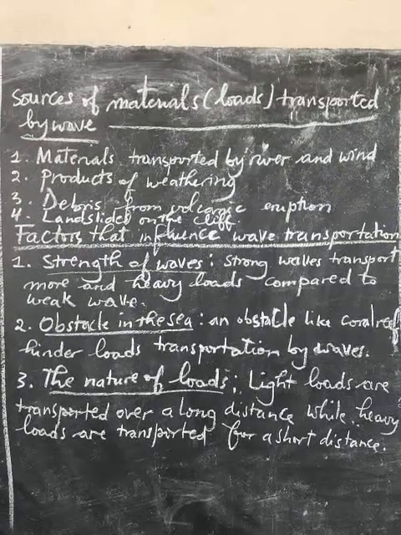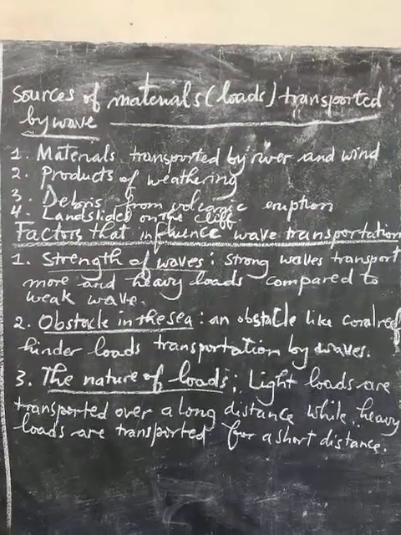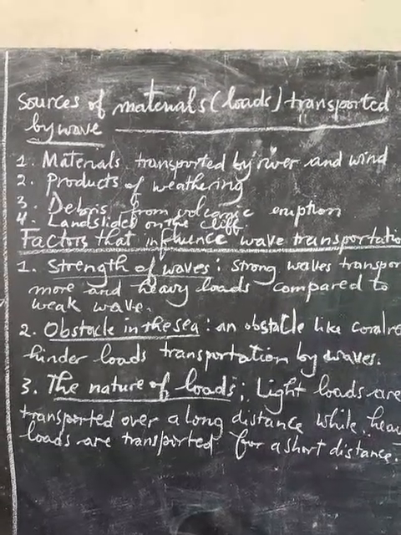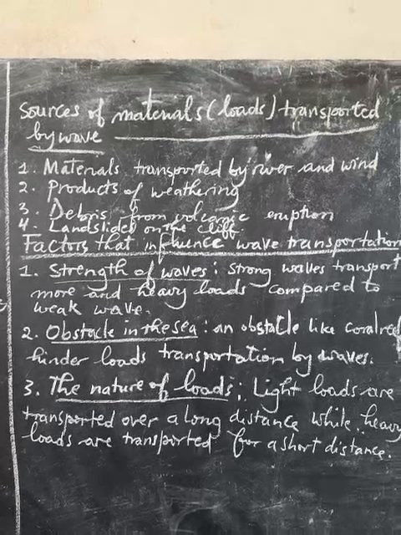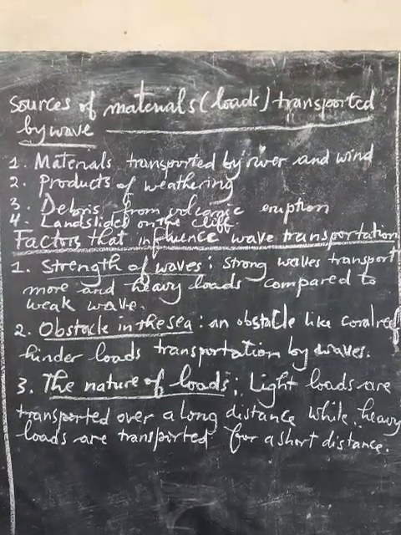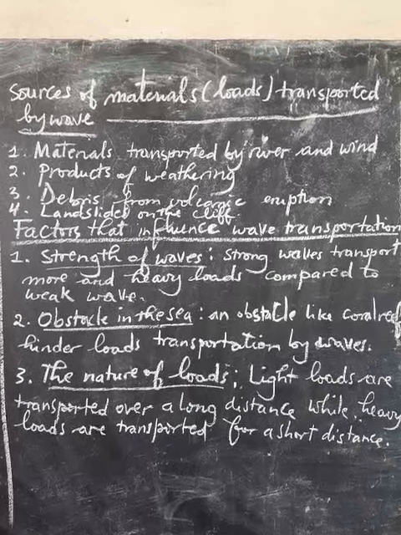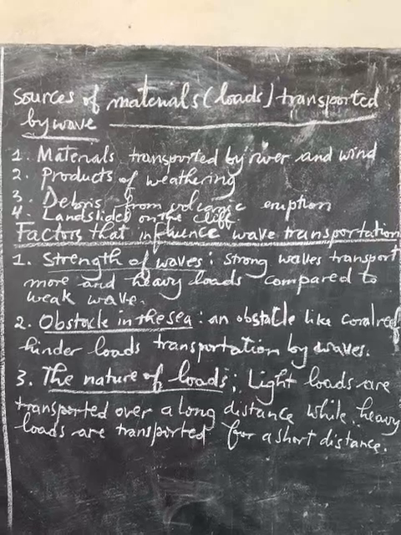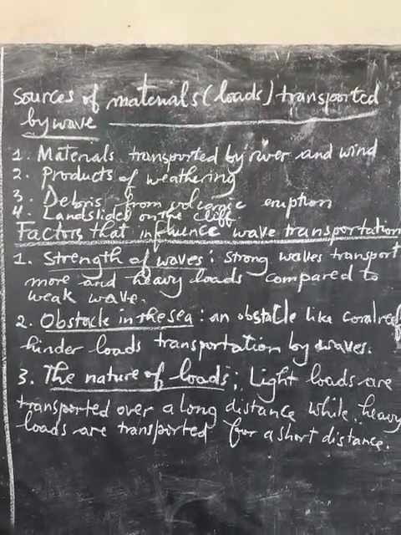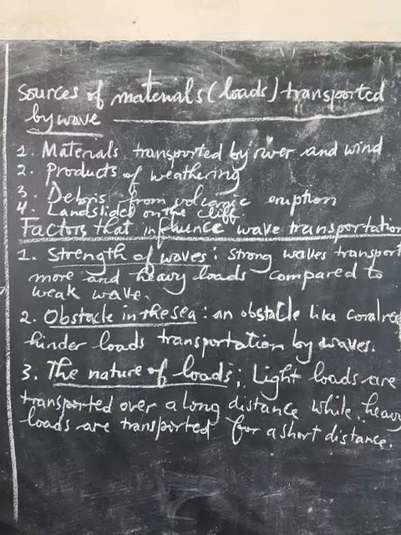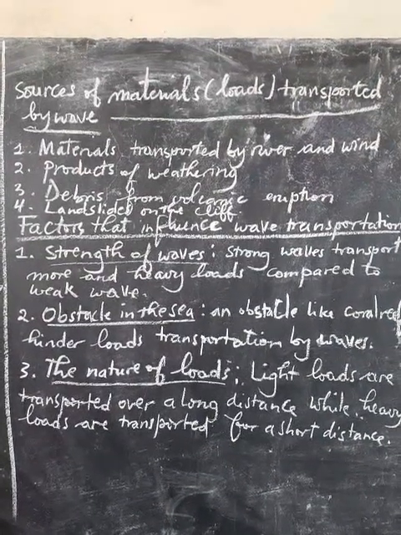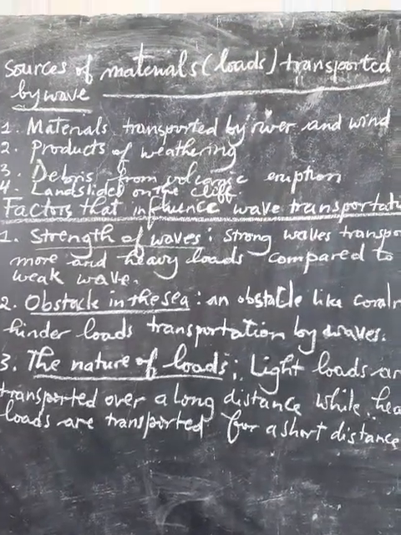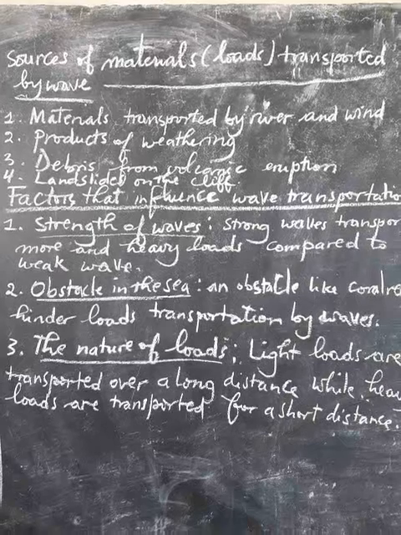Now we reach the sources of materials or loads transported by a wave. We are going to see where the loads or materials transported by waves come from. Number one, the materials transported by rivers and winds. You know that most rivers flow toward the sea or the oceans. So when they flow toward the ocean, they bring materials, and those materials will be taken as a load to be transported by a wave. So, materials transported by a river and even wind too.